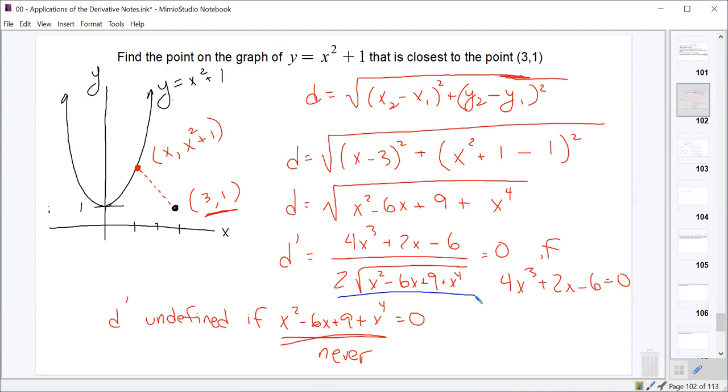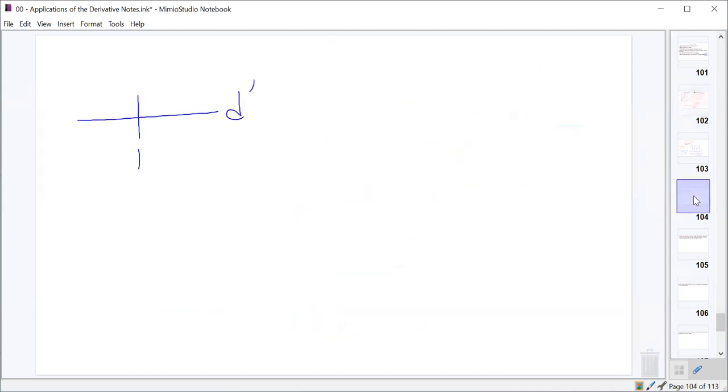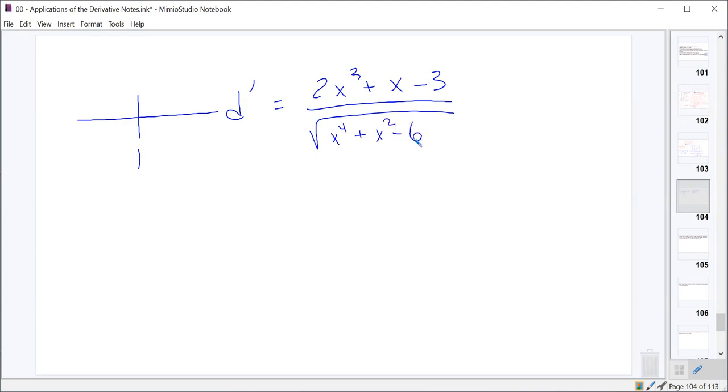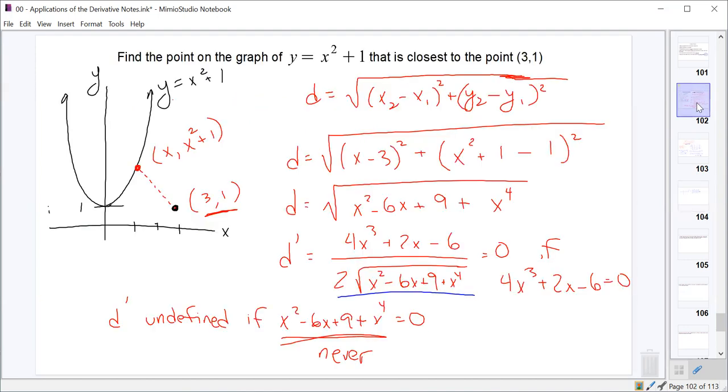Our derivative is 2x cubed plus x minus 3 over the square root of, we had an x to the 4th plus an x squared minus a 6x plus 9. And let me just confirm that's right. Yep, that's all the right terms there.